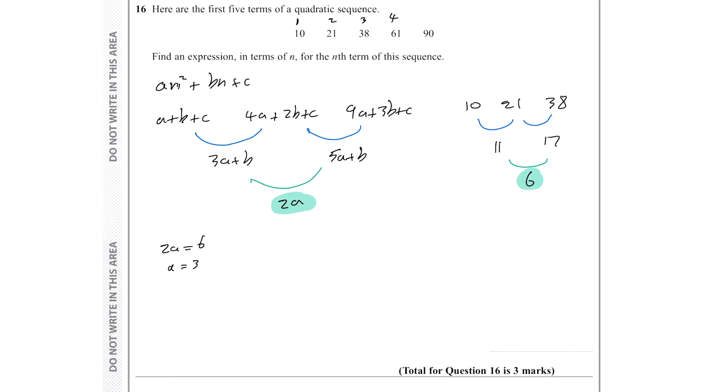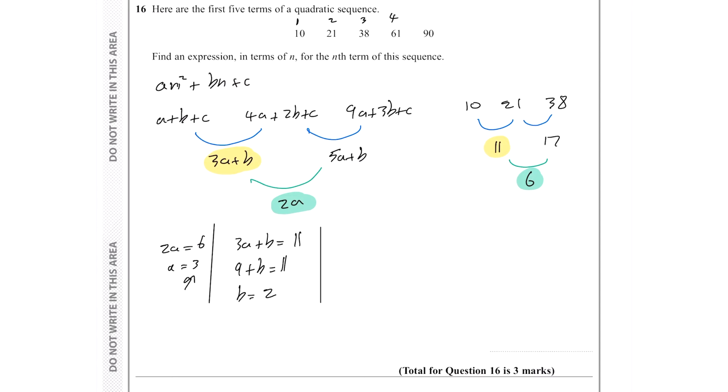If I then pick something on the line above, you can pick whichever one you want, but I'm going to stick with the left 2. You could have gone with 5a plus b is equal to 17, but I'm going to go with these two. So I'll do 3a plus b is equal to 11. I know what a is because I figured it out over here. So that's going to be 3 times 3, which is 9, plus b is 11. So b is going to be equal to 2.